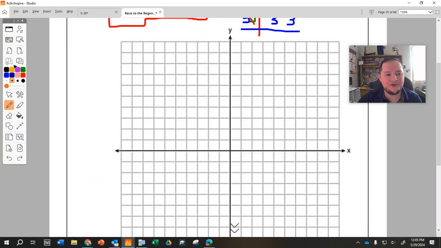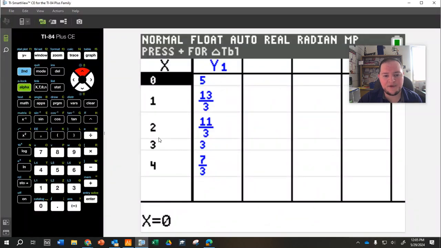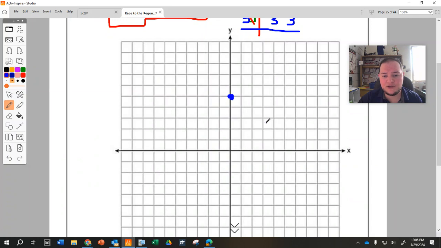I'm going to put a point at 0, 5. So left and right 0, up 1, 2, 3, 4, 5. And then the other one I'm going to grab is 3, 3. So 1, 2, 3, 1, 2, 3.